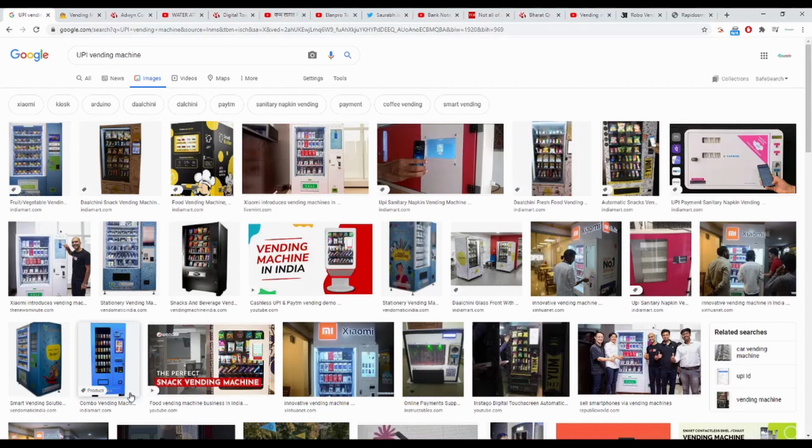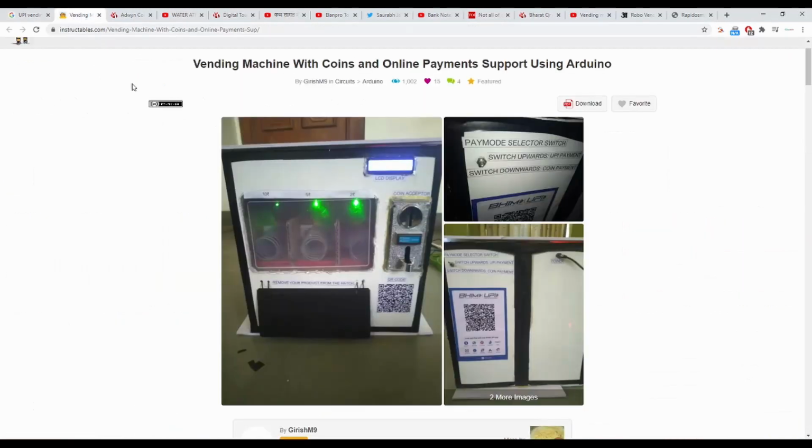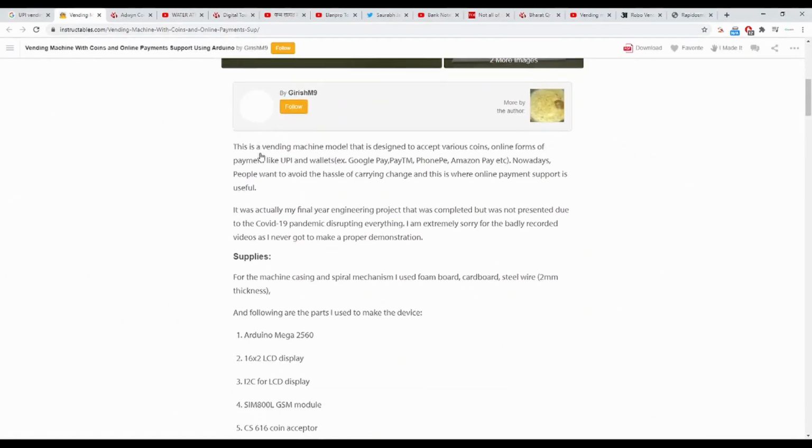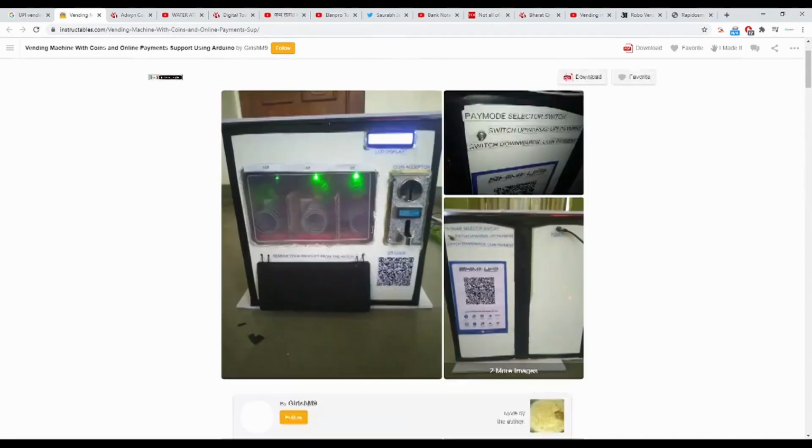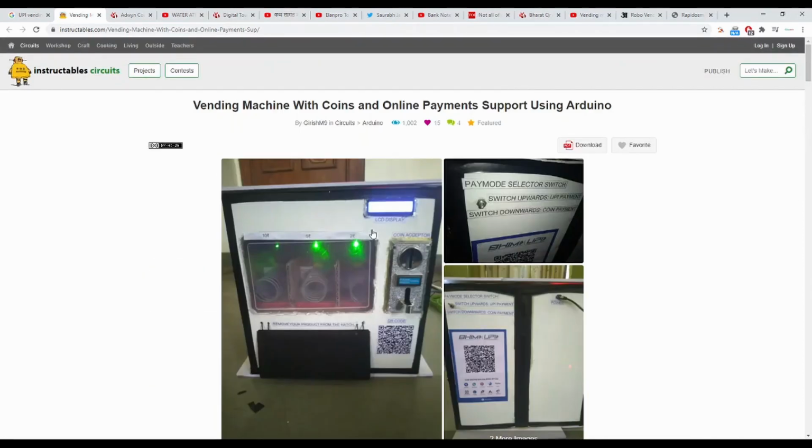So if you remember, we had created a video about a UPI vending machine, and it relies on the payment SMS. It was just a simple project like a lot of other people have also created. But the same problems apply: it relies on payment SMS notifications, which are not a very reliable source. Unfortunately, many commercial vending machines work on the same principle.